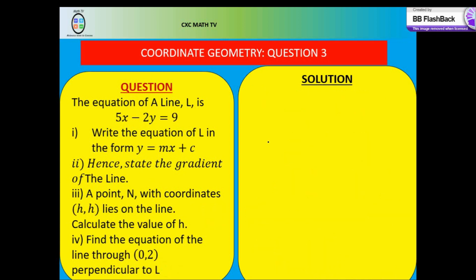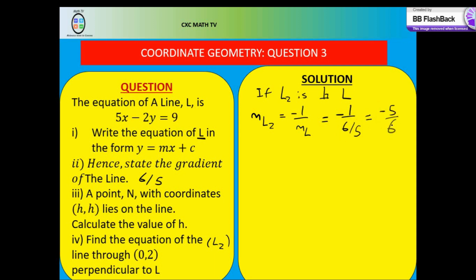So for the next part, let's call this line L2, right? If L2 is perpendicular to L, what do we know? With L, remember we said the gradient was 6 over 5. In that case, we can say the gradient of L2 is minus 1 over the gradient of L. So it's minus 1 over 6 over 5, which is negative 5 over 6.